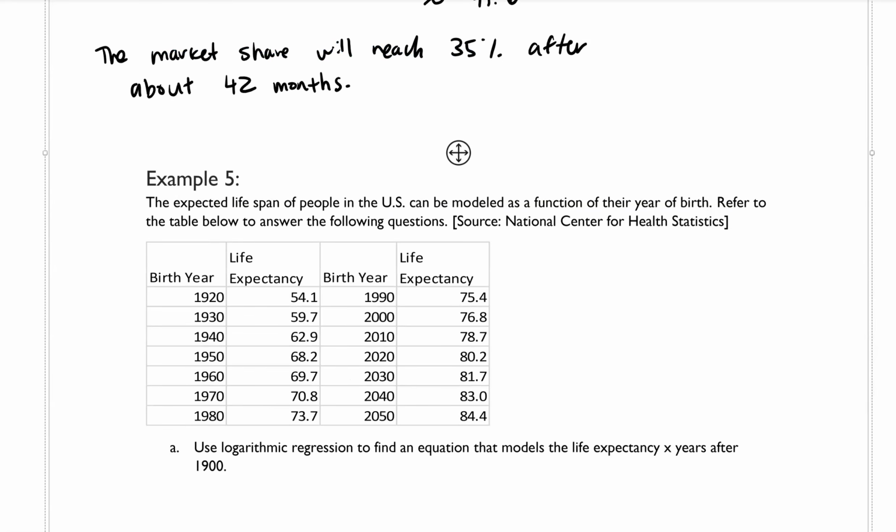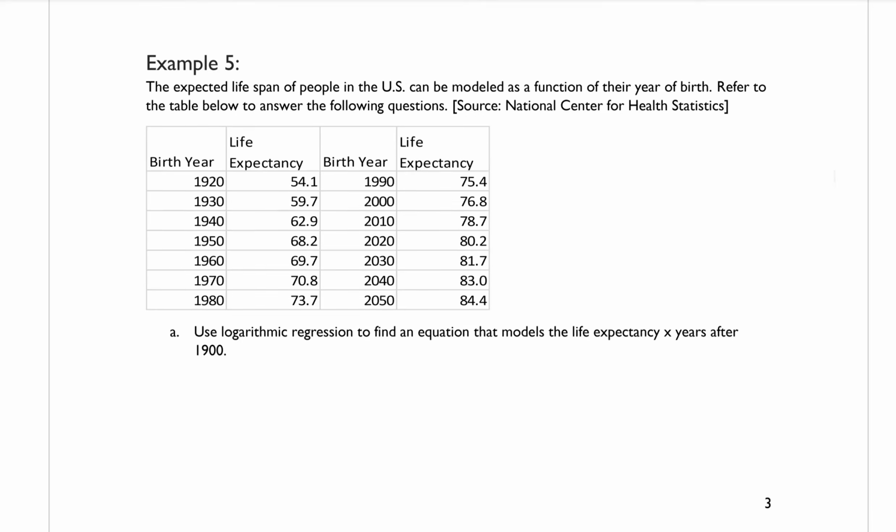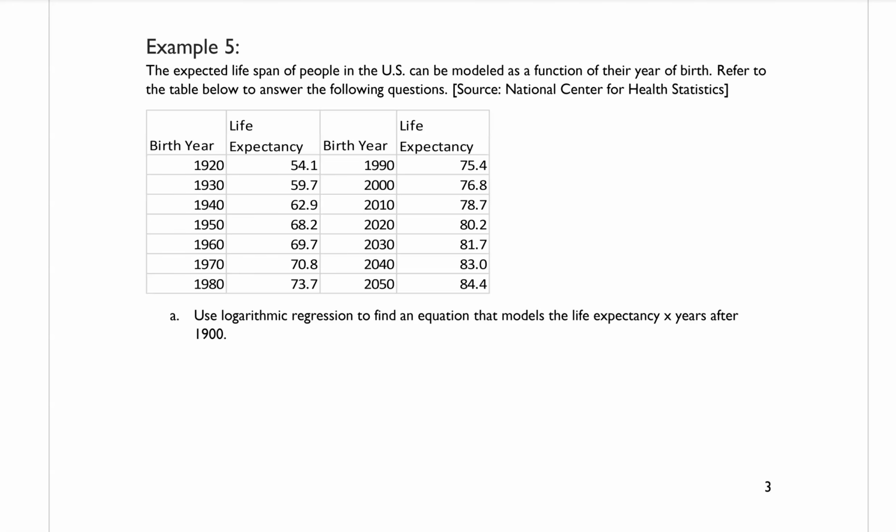So example 5 says, the expected lifespan of people in the US can be modeled as a function of their year of birth. Refer to the table below to answer the following questions. I got this data from the National Center for Health Statistics. Hopefully you've been following along in the other videos and you've seen regression now. I'm not going to show you regression on the calculator because I feel like we've gone over enough examples.